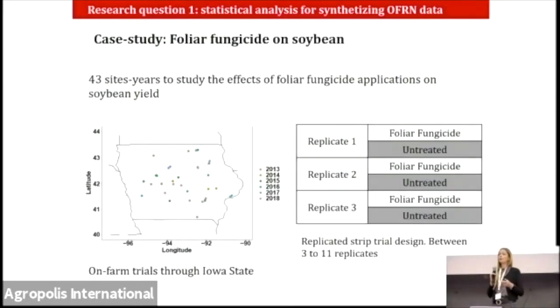I will just give you one example for today. It's related to foliar fungicide on soybean, where 43 trials were involved. They used a replicated strip trial design, where you have the foliar fungicide as a treatment and the control was untreated. For this network, we have between 3 to 11 replicates.